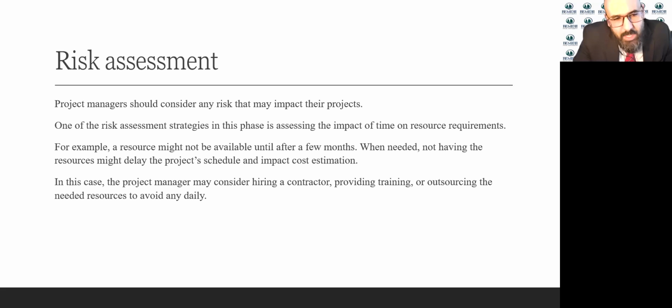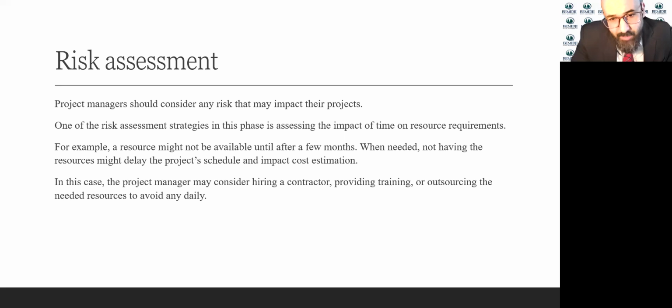Sometimes we need a resource, but this resource is not available for a few months. So you have the option to stop the work until that resource is available, or you could hire a contractor, or rent that equipment, or find an alternative, or hire another person who has access to that equipment to do it for you.